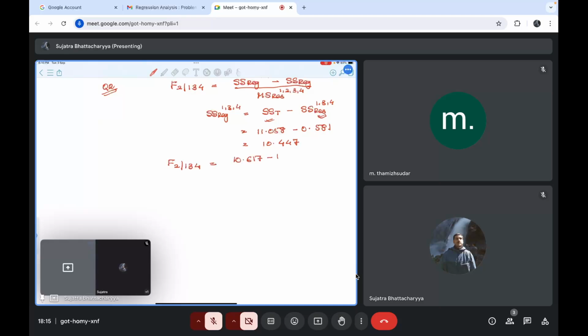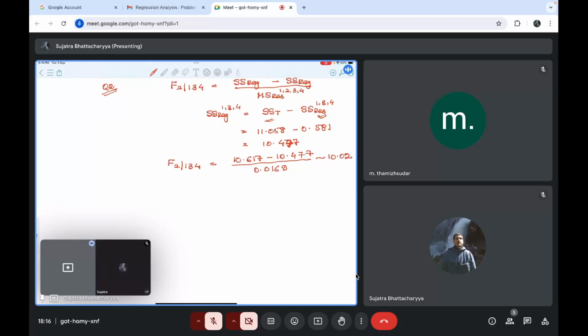Okay. So now F of 2 in the presence of 134 is 10.617 minus 10.477, which, sorry, I said 10.447 earlier, it is 477. 477 divided by the same value 0.0169. You can also write further some decimal places. So this comes out to be about 10.02.